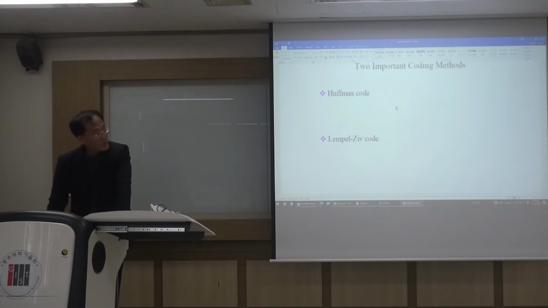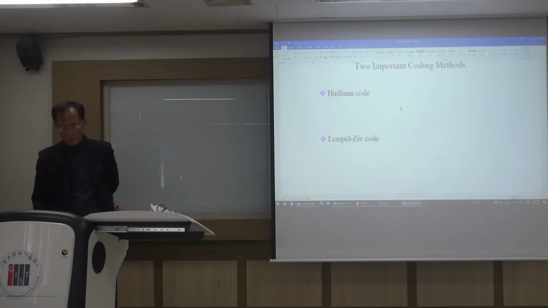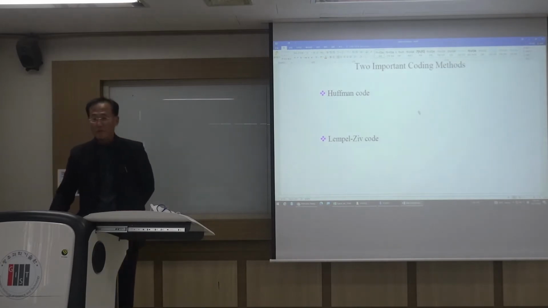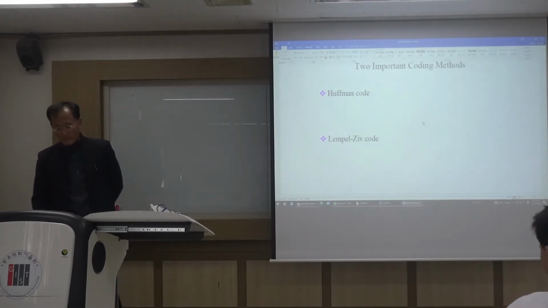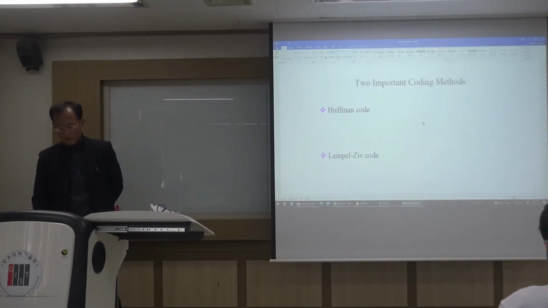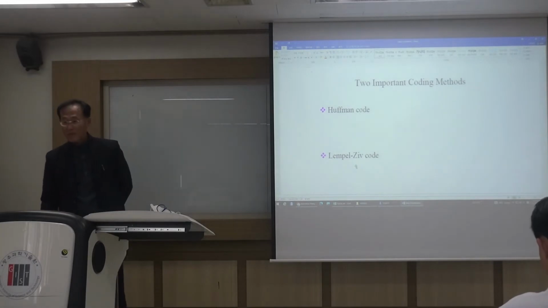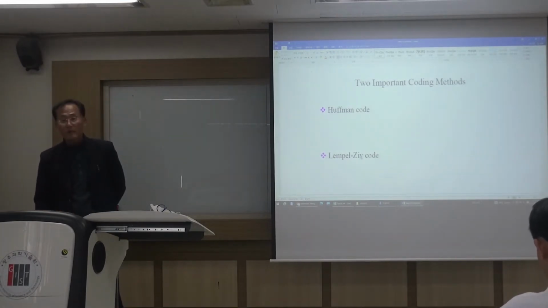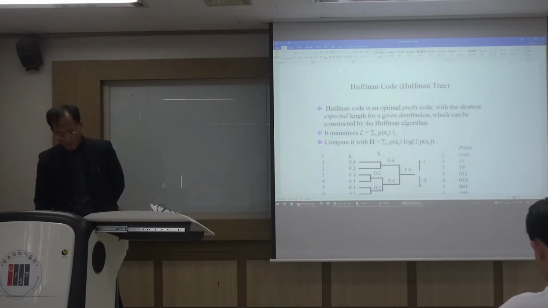All right, so here I have 20 minutes left. Then we can talk about Huffman code and the Lempel-Ziv code, okay? These are the two very useful coding methods. Many people are using it, especially Lempel-Ziv code is what you are using in a zip file, right? When you do the zip, you are using this code, okay? So let's talk about the Huffman code.